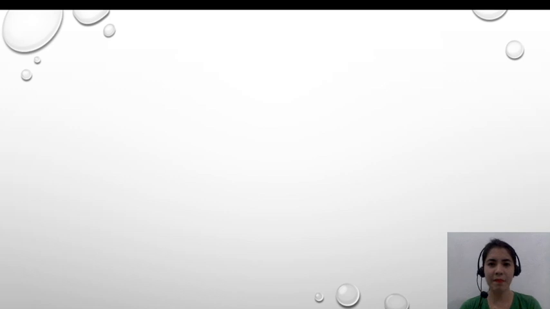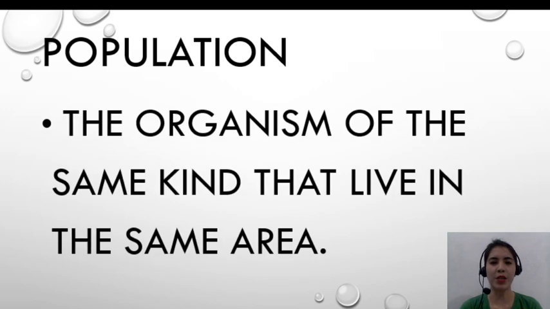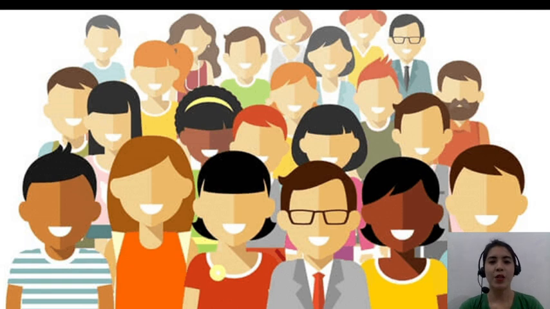Next to organism, pag pinagsama-sama mo ang organism, okay, makakabuo tayo ng tinatawag nating population. So, what is population? The organism of the same kind that live in the same area. So, that is population. Okay? Ibig sabihin, yung family ba natin can be considered as part of population? Yes. So, this is population.